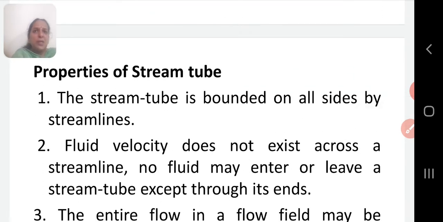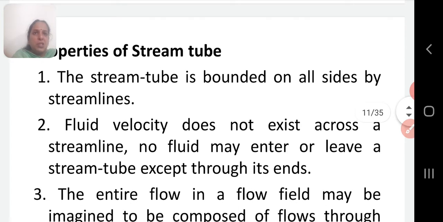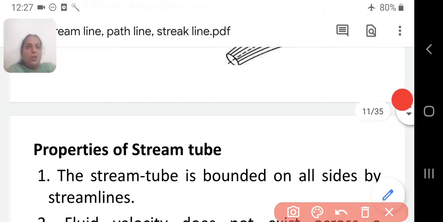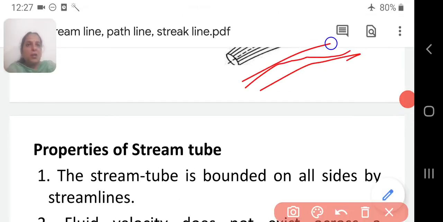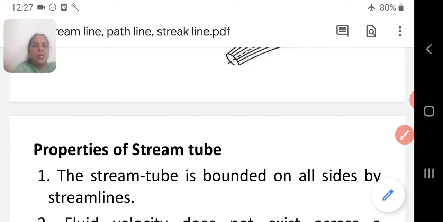So what are the properties of a stream tube? As we know, the stream tube is bounded on all sides by streamlines, not only here but on all sides. Because we are assuming a single portion, but on all the sides there will be only streamlines.